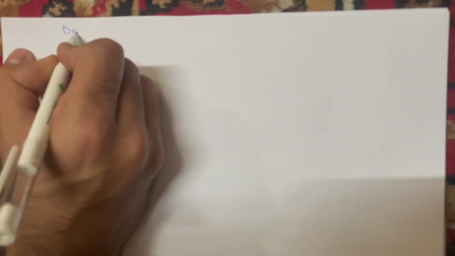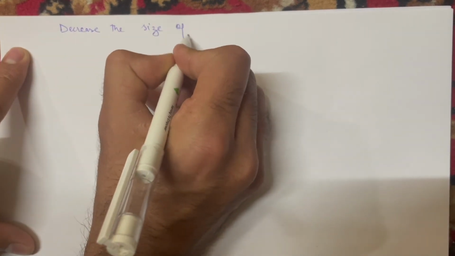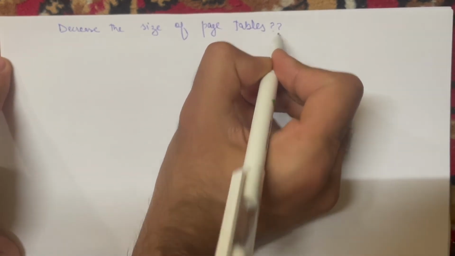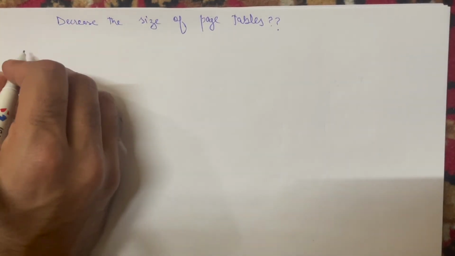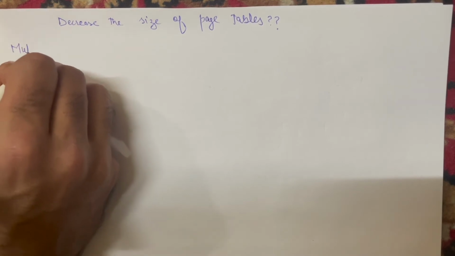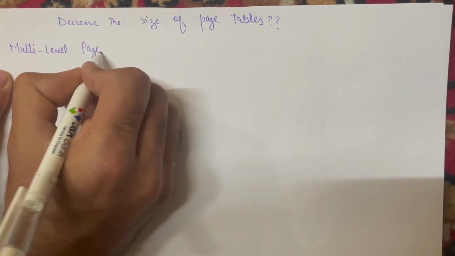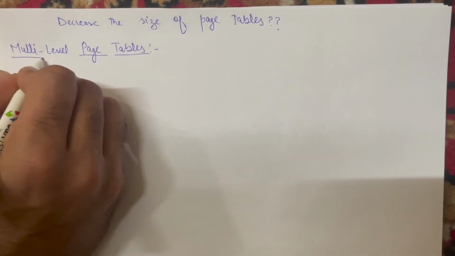Now we were discussing a mechanism to decrease the size of page tables. So how can we decrease the size of page tables? As I said, we discussed one option, but that option was not effective. The second option is to use multi-level page tables. Let's see how multi-level page tables work.